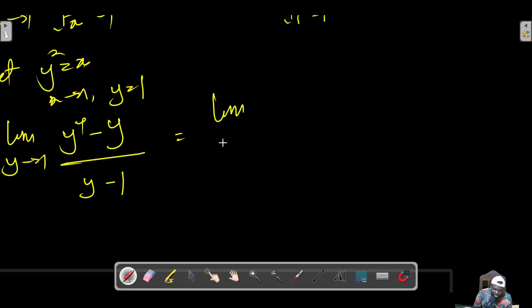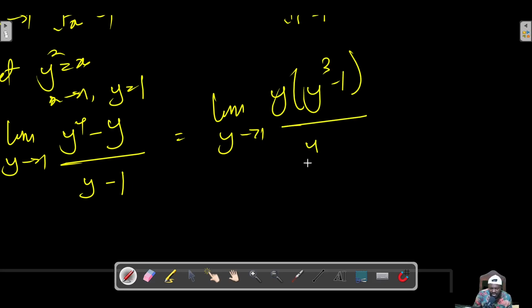I can do my factorization. Y out, y cubed minus 1 divided by y minus 1. Why? Because y is a common term, right? Y is common in both terms. So I can factorize out y. But then y cubed minus 1 can also be factorized using difference of 2 cubes.